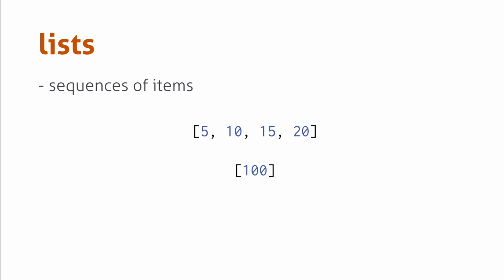Lists are sequences of any kind of item. We create a list using square brackets, and then by separating out all of the items by commas, and ending with a closing square bracket. So this is a list that has 4 items in it, and this is a list that has 1 item in it.